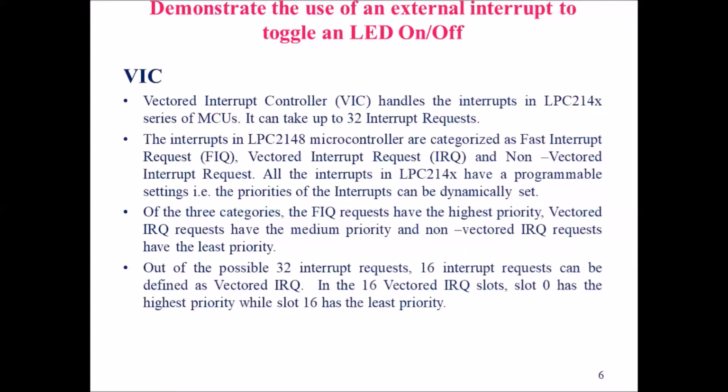Out of the possible 32 interrupt requests, as I told, the VIC, vector interrupt controller, can handle up to 32 interrupt requests. In that, 16 interrupt requests can be defined as vector interrupt requests. In the 16 vector interrupt slots, slot 0 has the highest priority, while slot 16 has the least priority.